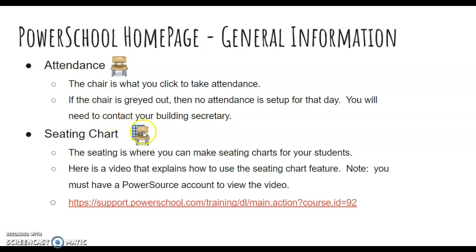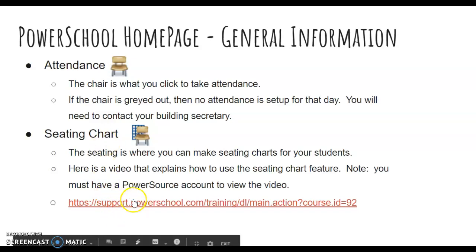The next one is a chair with a grid behind it. This is a seating chart. This is where you can set up a seating chart for your classroom. It actually has pictures of your students that you can drag around. There's also a video right here that you can watch. If you want to actually get the link to the video, you can do that through the presentation that's on the website as well.